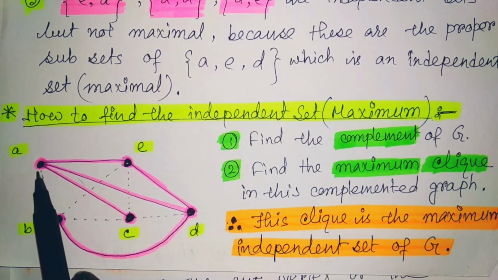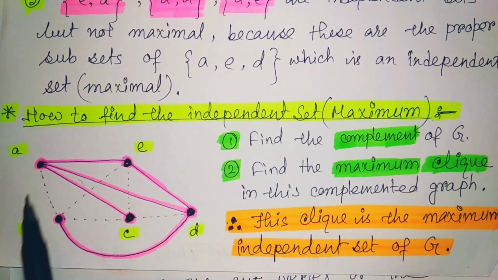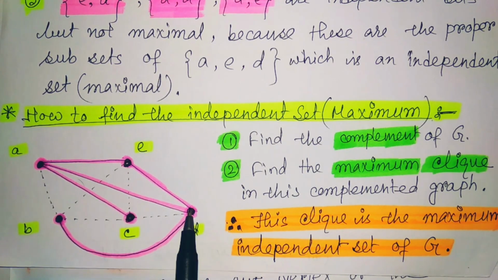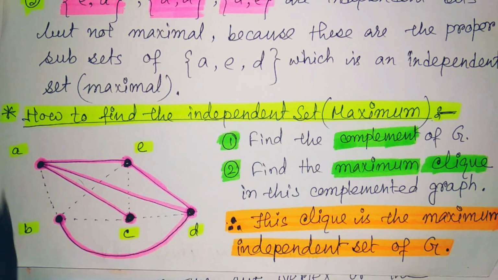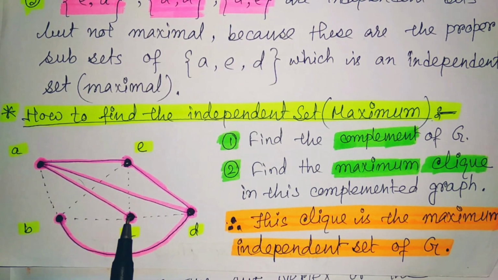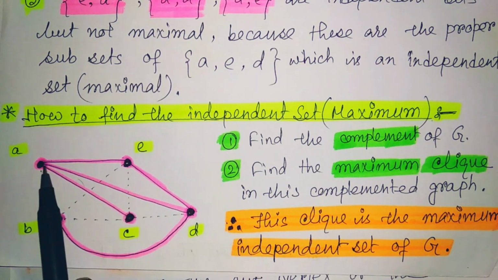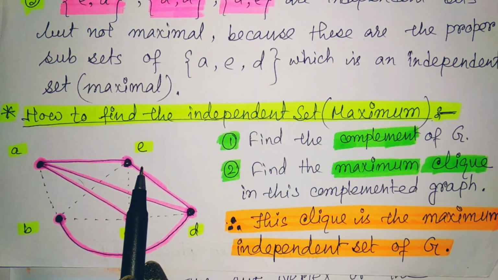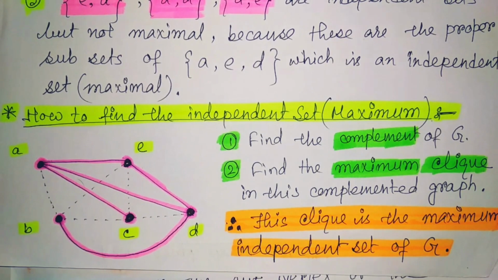You just draw it by yourself. Look, this dotted line denotes your original graph, and these lines are joined to get the complement of the given graph. After getting the complement, we find the maximum clique for this graph. For maximal cliques, BD creates a clique because this is a complete subgraph of the complemented graph. Now AC is another clique, and ADE is another clique. Among these three, definitely ADE is the maximum clique for this complemented graph.